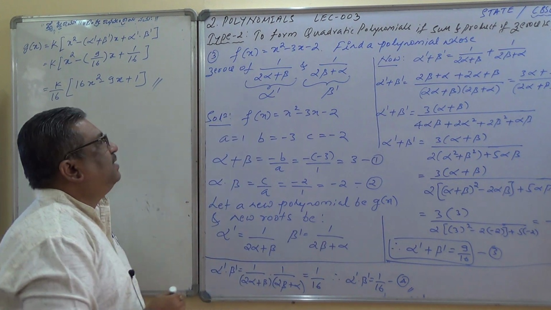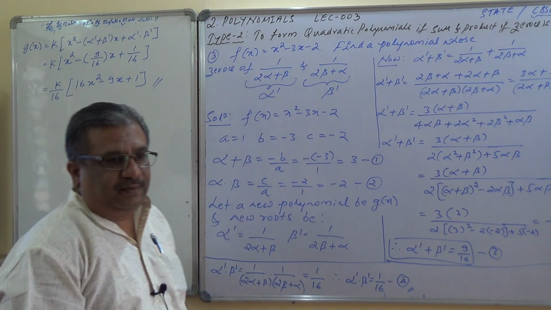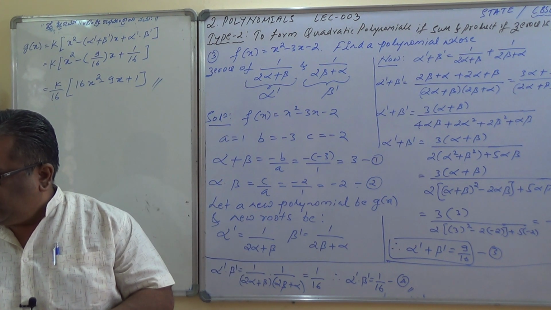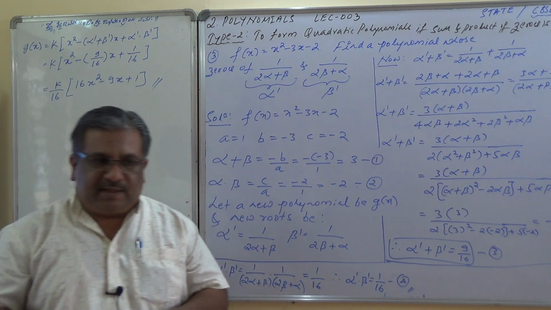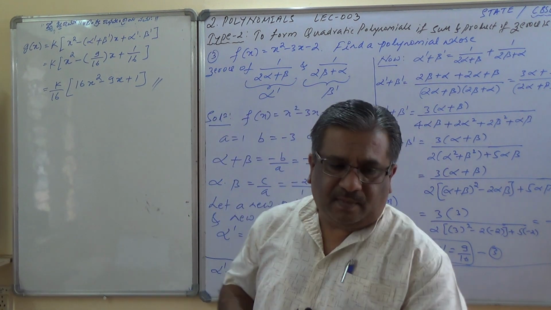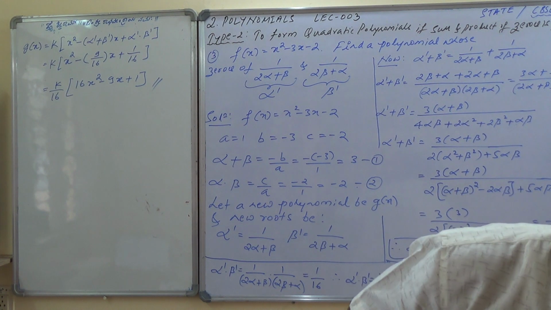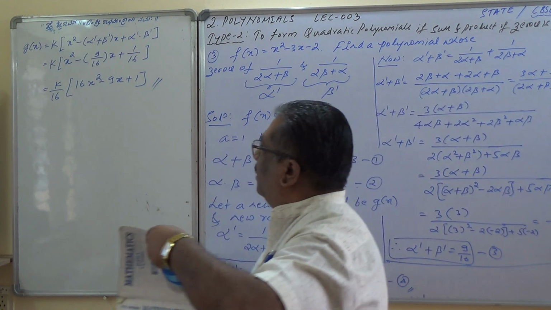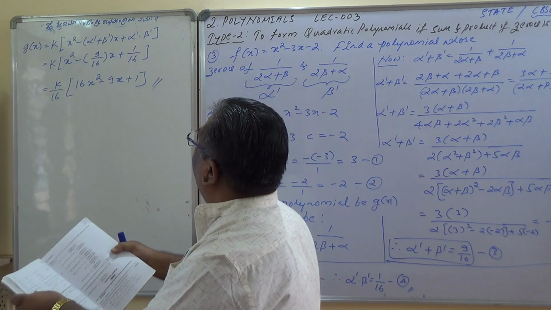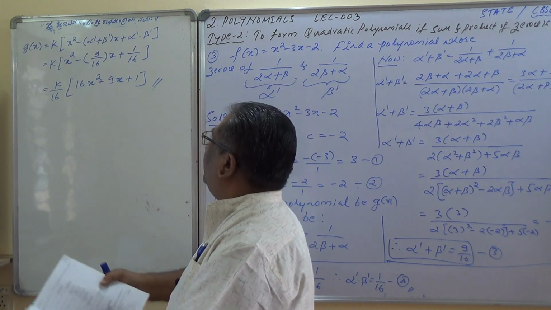So let us check the answer for the third question. This is R.D. Sharma 18th question. Just a moment. Let me check the answer for the 18th question. This is the 18th question: k times (x square minus 9 by 16 x plus 1 by 16). Perfect.